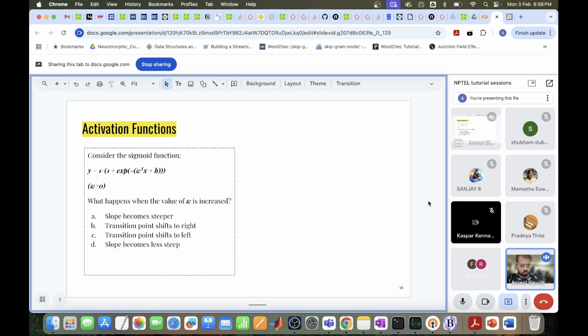So here, like I hinted, you can immediately discard B and C, because if you keep the bias constant and change the weight, it does not change the transition point. What happens instead is that the slope of this decision either becomes steeper or less steep. And in fact, when you increase the weight, that is a positive value, the slope becomes steeper, which is kind of a common sense conclusion that you would go to. And that's what happens.